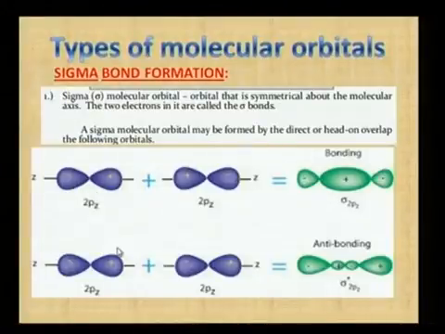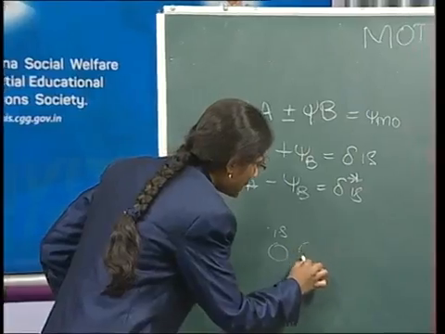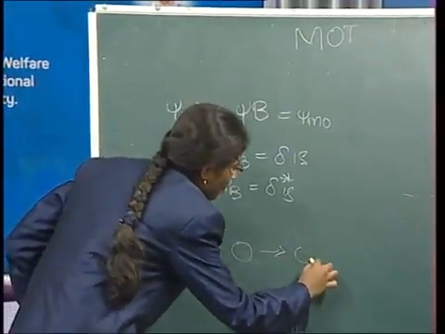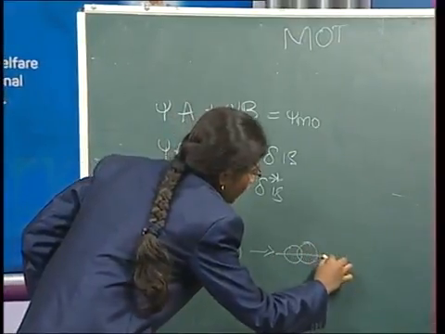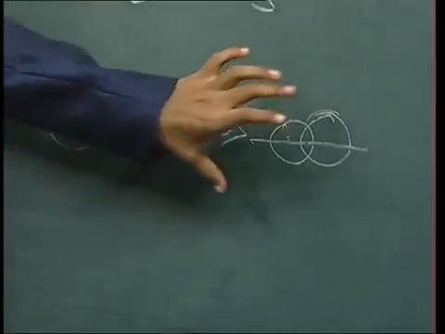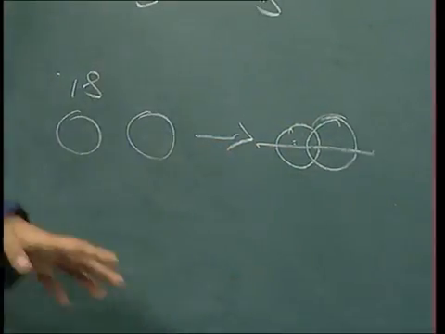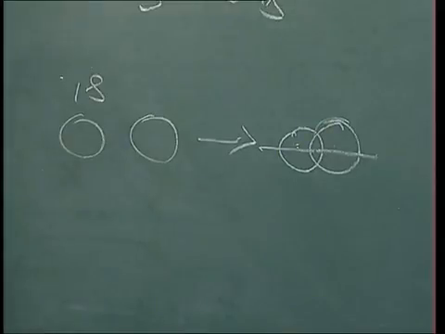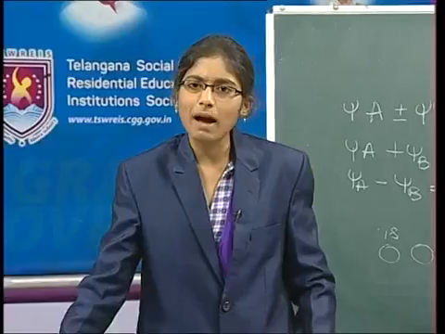Here, this is a 1s orbital and this is a 1s orbital. These two combine through overlapping along the internuclear axis, and it is called head-on overlapping. This head-on overlapping results in the formation of a sigma bond. And what is a pi bond?